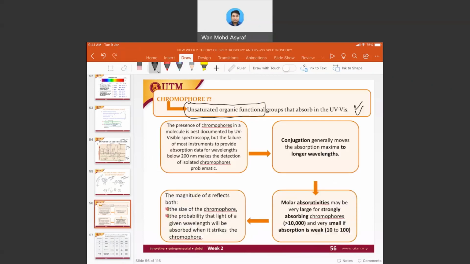All right. The presence of chromophore in the molecule is best documented by visible spectroscopy, but failure of most instruments to provide absorbance data for wavelength below 200 makes the detection of isolated chromophores problematic. Conjugation is another part of a chromophore that can enhance the absorption value. The molar absorptivities may be very large for strongly absorbing chromophores and very small for a weak absorption. So the magnitude of molar absorptivity will reflect both the size of the chromophore, and the probability that the light of the given wavelength will be absorbed when it strikes the chromophore.